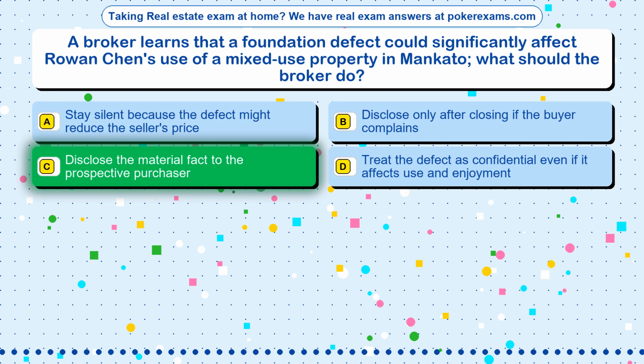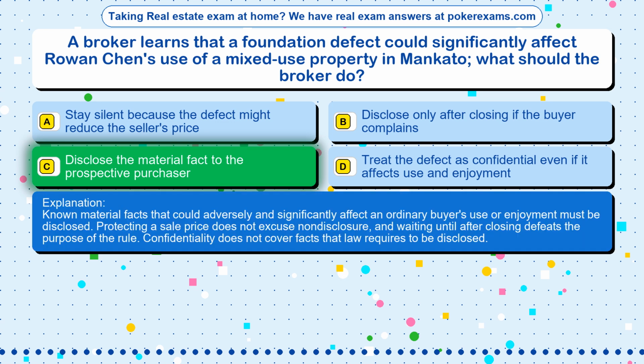The correct answer is option C, disclose the material fact to the prospective purchaser. Known material facts that could adversely and significantly affect an ordinary buyer's use or enjoyment must be disclosed. Protecting a sale price does not excuse non-disclosure, and waiting until after closing defeats the purpose of the rule. Confidentiality does not cover facts that law requires to be disclosed.